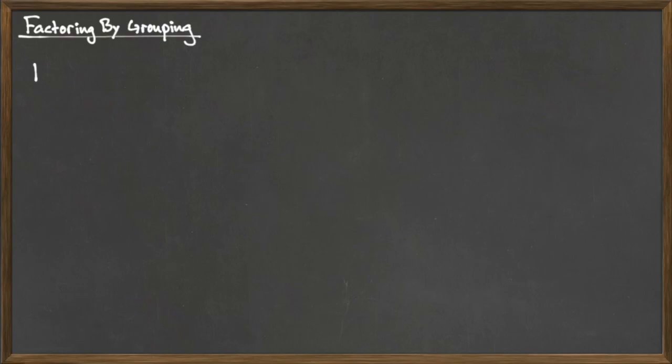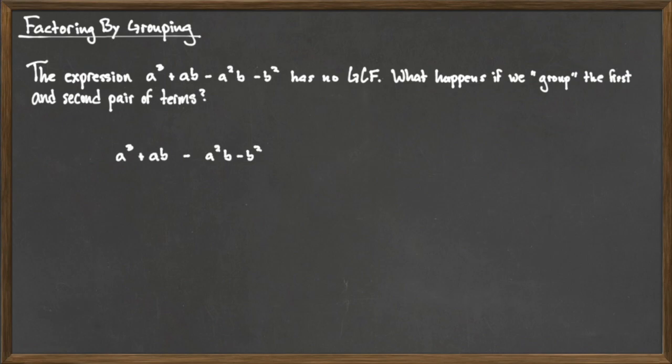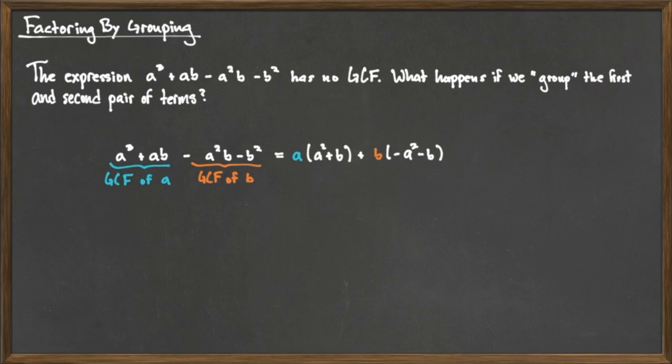For our next topic, we'll talk about factoring by grouping. Notice that the expression a cubed plus ab minus a squared b minus b squared has no GCF. So we need something different. But what happens if we were to group the first and second pair of terms? By examining this, we can see that the first pair of terms, a cubed plus ab, has a GCF of a, and the second pair of terms, a squared b minus b squared, has a GCF of b. So I'm going to factor an a and a b away from these first and second groups respectively, and what I get is a times a squared plus b minus b times a squared plus b.